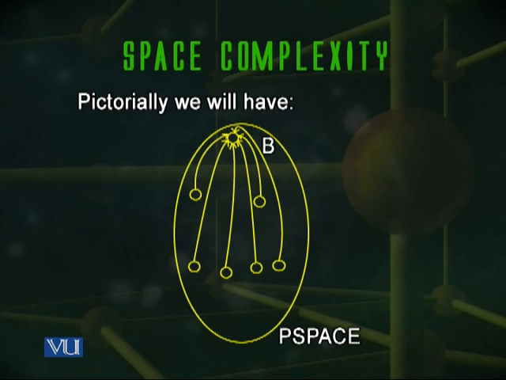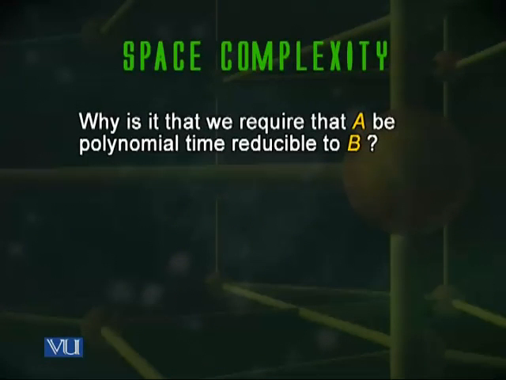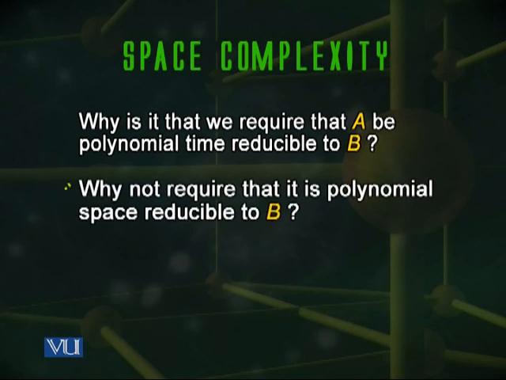Here comes an extremely interesting and important question. Why is it that we require that A is polynomial time reducible to B? Why don't we require that A is polynomial space reducible to B? It's a very interesting question: since we are studying space complexity, why don't we use the notion of space when we reduce languages? Why are we still using the notion of time?